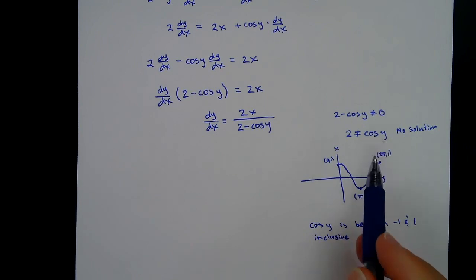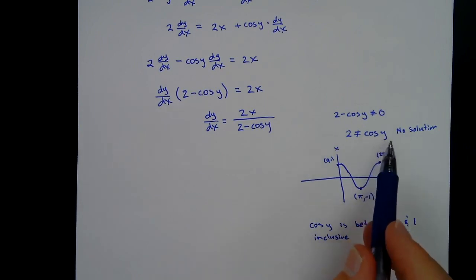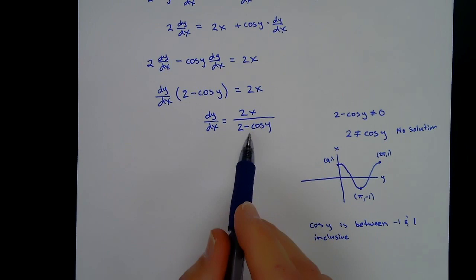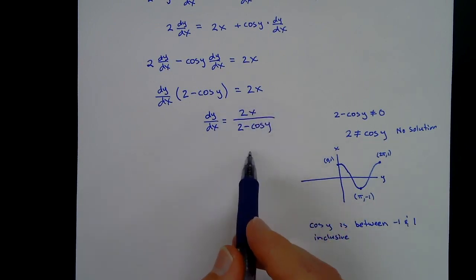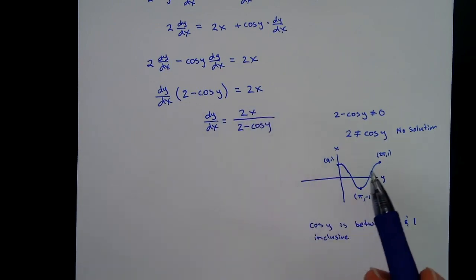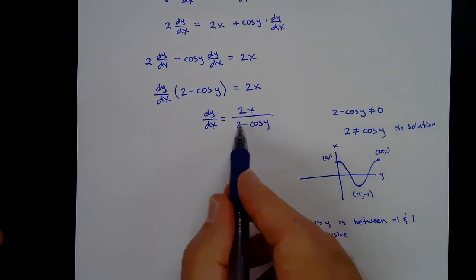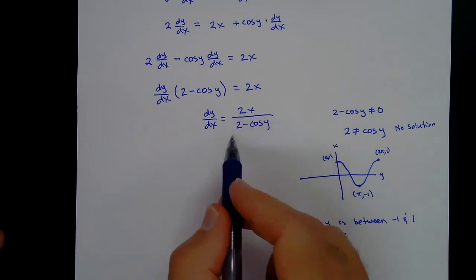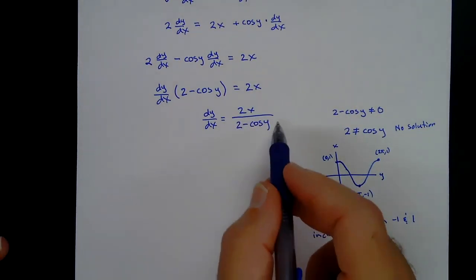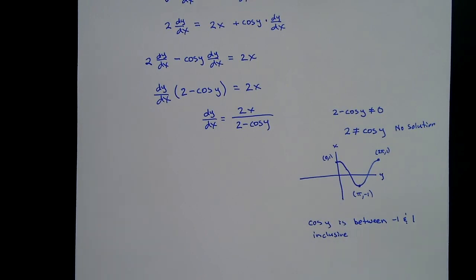If there's no y values that make this true, that means there's no y values that make this derivative undefined. And that was the only thing we had to worry about, right? So what does this mean? Well, we couldn't find a y that causes this to be 0. So that means it's defined for all x and y values.